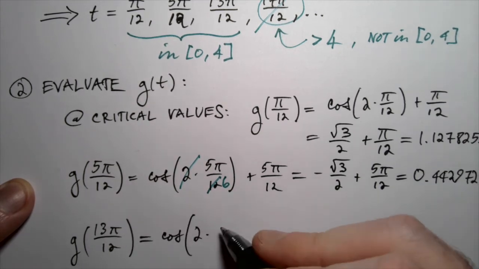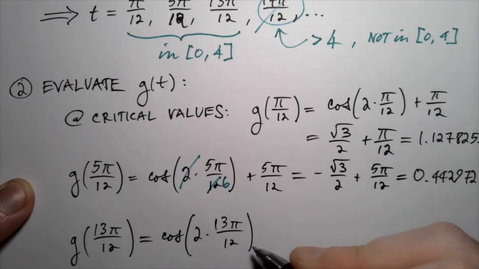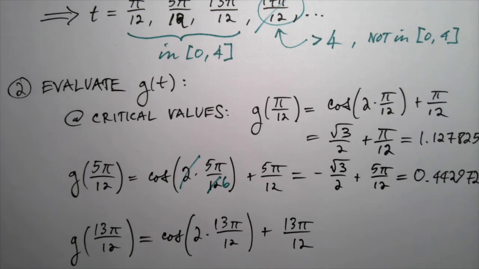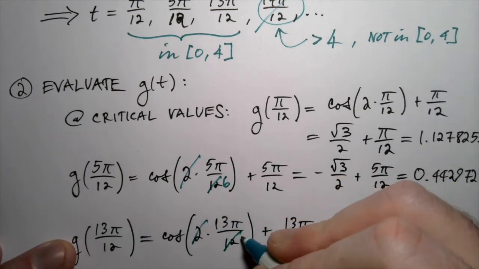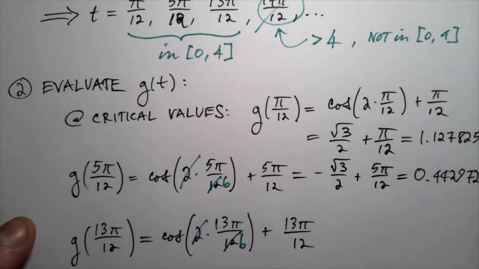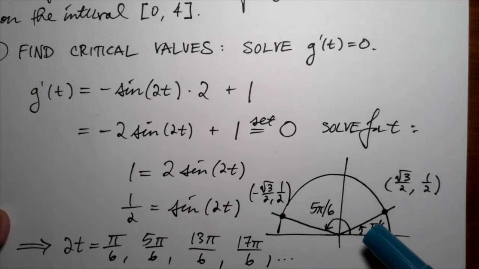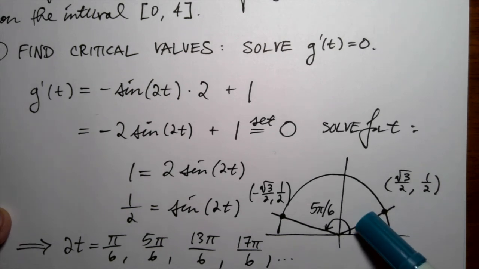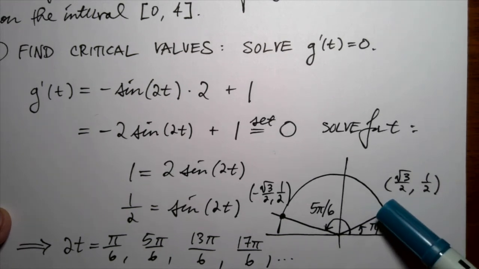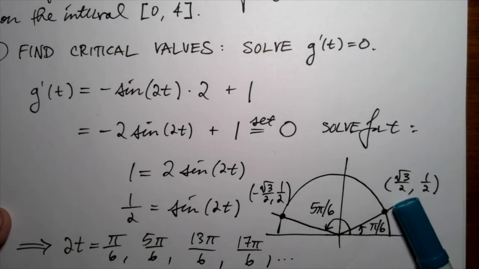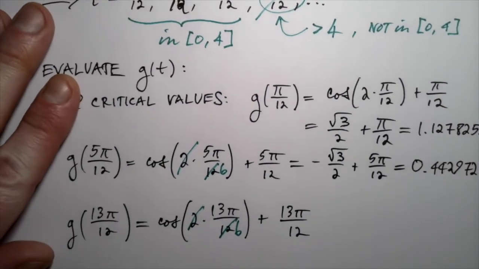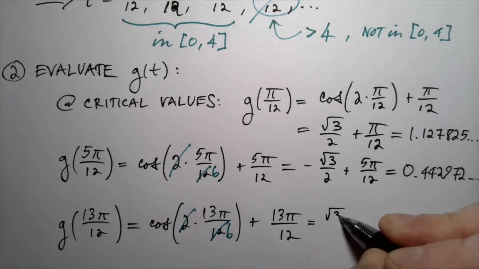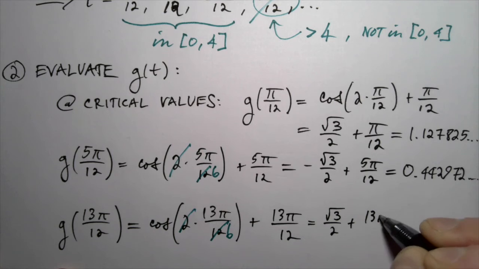We have cosine of 2 times 13 pi over 12 plus 13 pi over 12. What's that? Well, canceling the 2, again, we have 13 pi over 6. Remember, where did that 13 pi over 6 come from? We found that one by going around the circle a full 2 pi and then one more pi over 6. That's 2 pi plus pi over 6. So we're back here at this angle after a full revolution. The x-coordinate is again root 3 over 2. So this output of the function is root 3 over 2 plus 13 pi over 12.